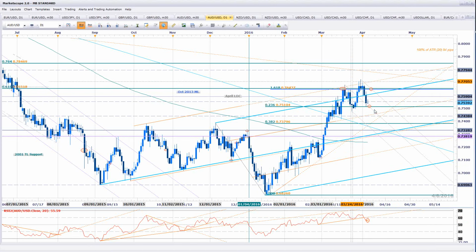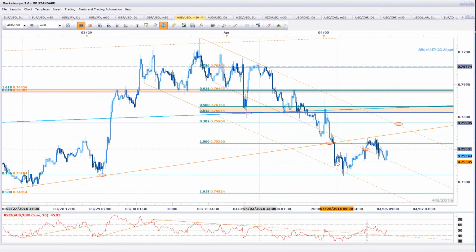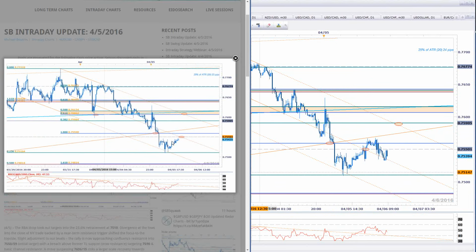So now that we've got the broader levels in view of what we need to see as far as our key thresholds, here's what the Aussie looks like on the 30-minute. Okay, so there's that rebound. Again, here's where we were yesterday. We did achieve that 75.10 target. We got taken out of longs at that point.